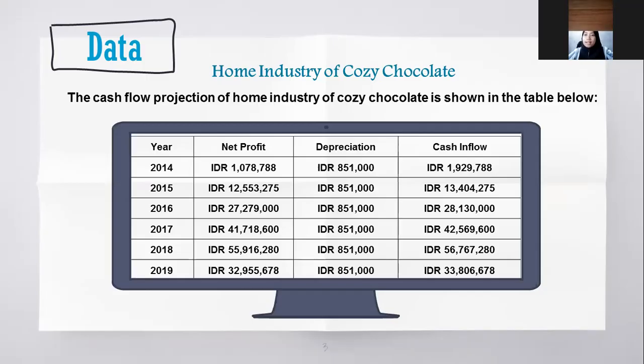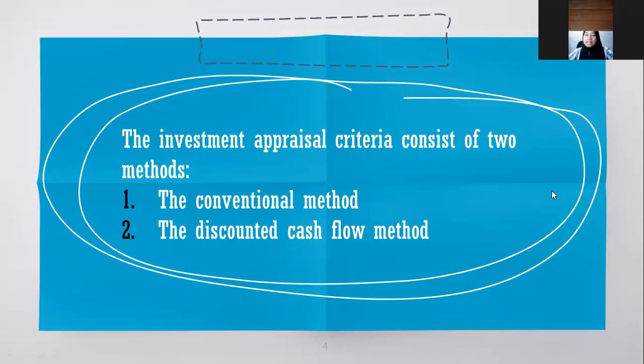Okay, next. The cash flow projection of the home industry of cozy chocolate is shown in the table below. From 2014 till 2019, we get the cash inflow from the sum of net profit and depreciation. The data is like in the table. Okay, next. The investment appraisal criteria consist of two methods. The first is the conventional method, and the second is the discounted cash flow method.